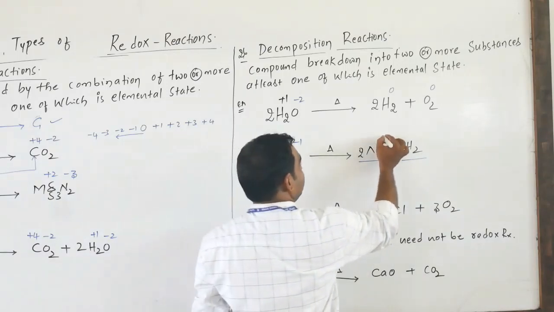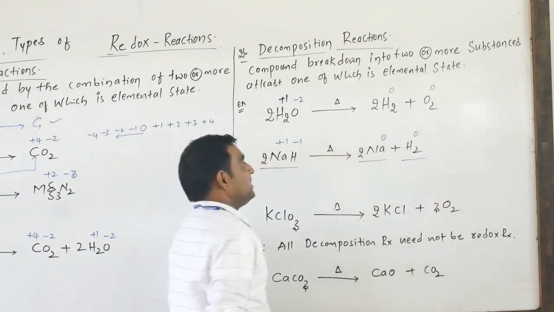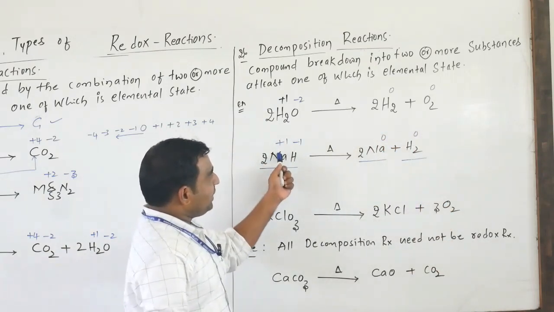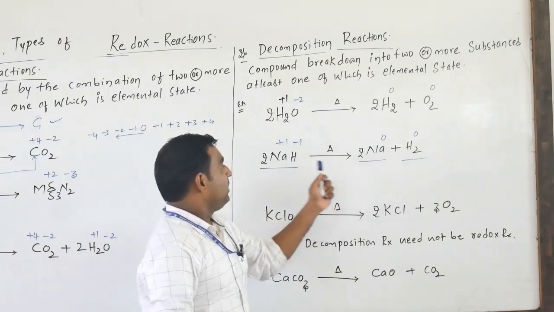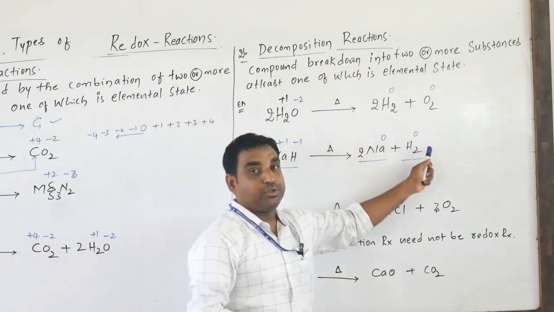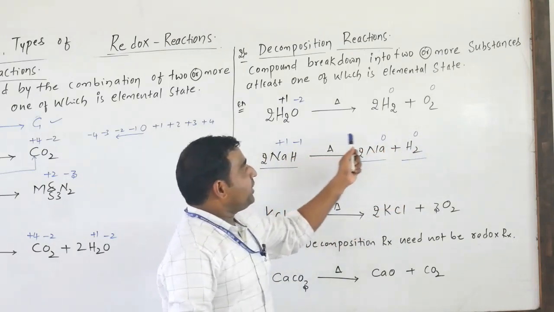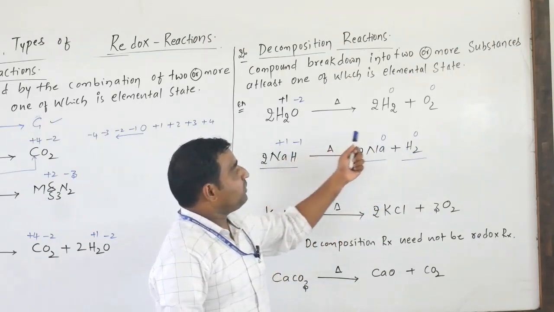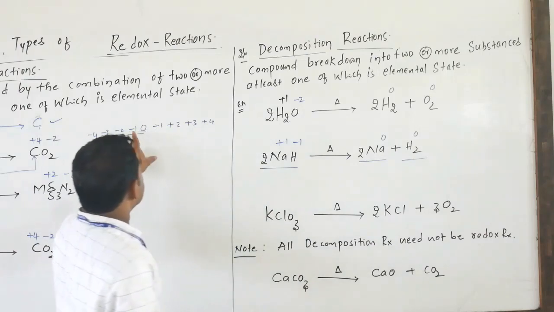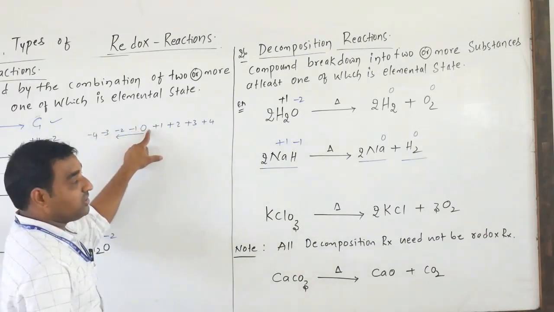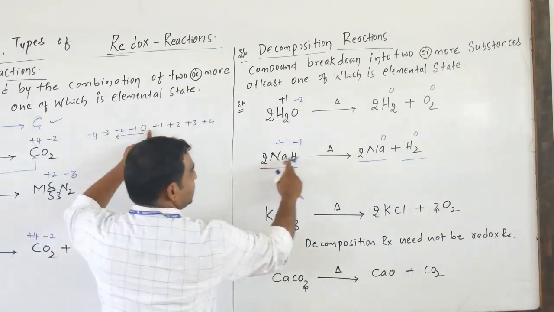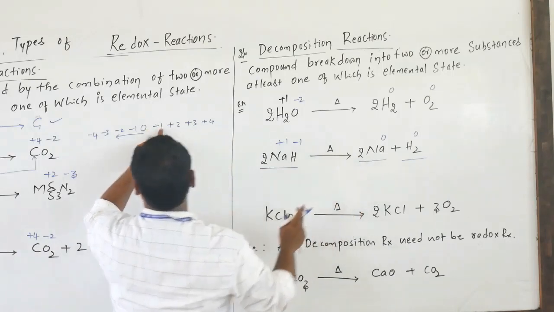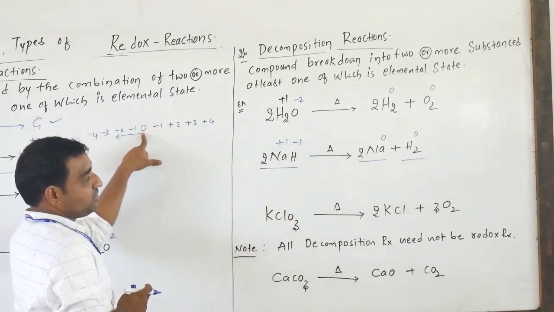Now elemental nature and molecular nature will be 0. Sodium +1 is converted into 0 and -1 is converted into 0. +1 converted into 0 means a decrease in oxidation number, and -1 converted into 0 means an increase in oxidation number.